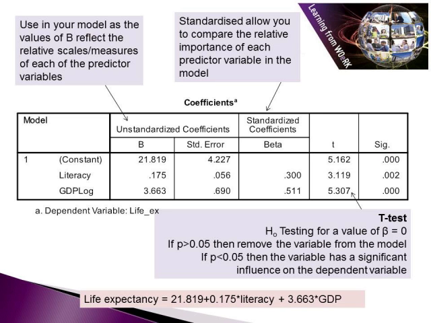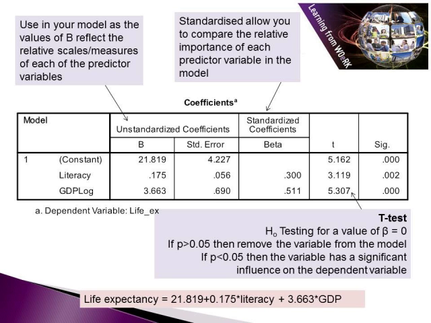Now, this is the kind of thing that you would expect to see once you'd put your multiple linear regression in, and you'd pressed all the correct buttons in something like SPSS or Stata, you would come out with this kind of table. And here you're going to have your B values. So if you look at your B value column, this gives you your beta values, and they reflect the relative scale and measures of each predictive variable. So you can see we have our literacy and our GDP log.